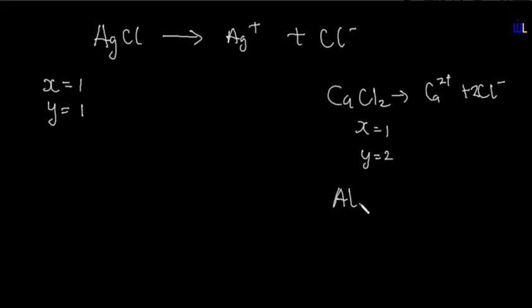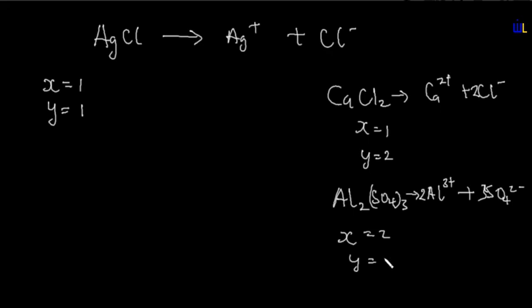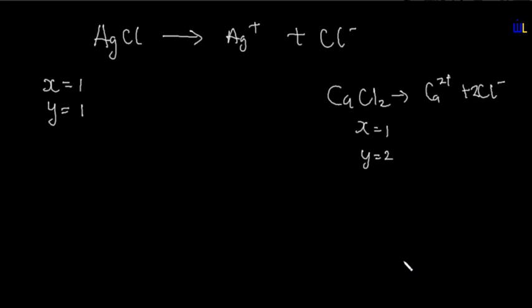If I have Al2(SO4)3, if it dissociates it will give Al3 plus and SO4 2 minus. How many Al is here? There are 2 of them, so we put 2 here. How many SO4 is here? There are 3 of them, so we put 3 here. So if I ask what is x here, x is 2, y is how many? 3. Should I continue? Yes, sir. Okay. So having done that, that's the first thing we need to do. Dissociate it and find your x and y.